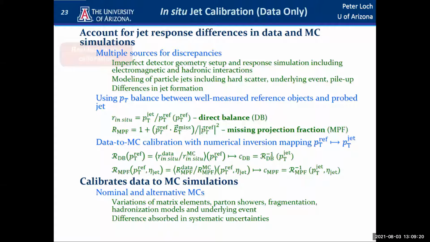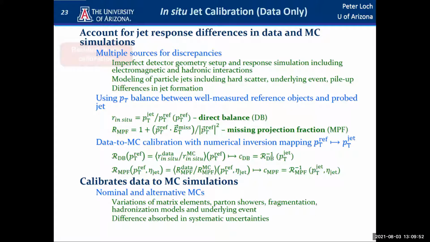So let's start with that. Let's say you look for photon plus jet final states, and you calculate the response ratio of the probe jet to the transverse momentum of the reference. This we call direct balance. Another option is you can actually project the reference.